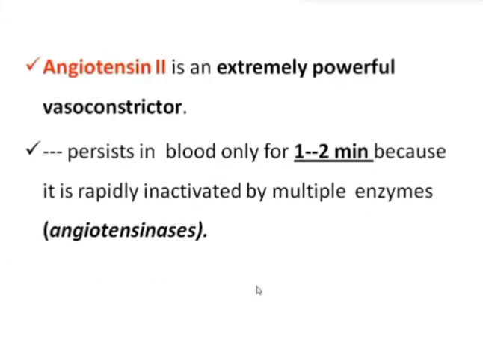Now, angiotensin 2 is an extremely powerful vasoconstrictor. It will produce vasoconstriction throughout the body. It persists in the blood only for 1 to 2 minutes because it is then rapidly inactivated by multiple enzymes, angiotensinase. अच्छा, इस तरह से होता है बच्चे, body में अगर कोई भी chemical release होता है तो उसको remove करने के लिए there are always enzymes. ये इसलिए है कि जब तक वो रहेंगे तो अपना action करेंगे। जैसे अगर आप लोगों ने synapse पढ़ा है कि नहीं, अभी पढ़ा बच्चे?